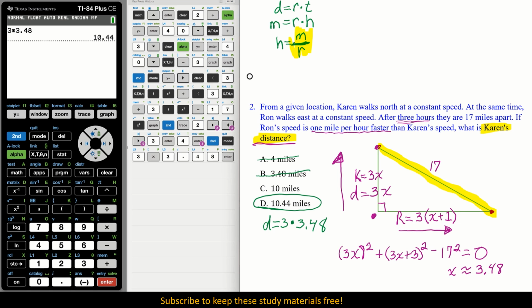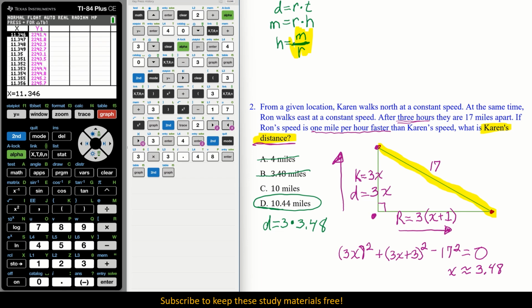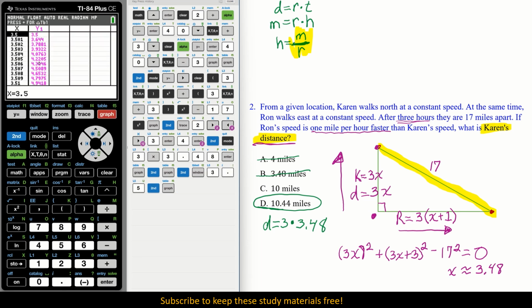10.44 miles. Sorry. Okay, and you notice what I did. Let's go back to the graph real quick. What I did is I've got something usable where my zeros are, because remember, your zeros are going to give you your x value. Now we can go to the table, but that's going to be kind of rough. Let's see. We can say 3.5 and go second enter.